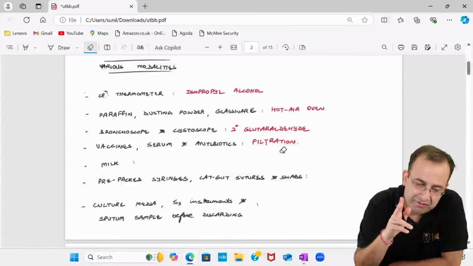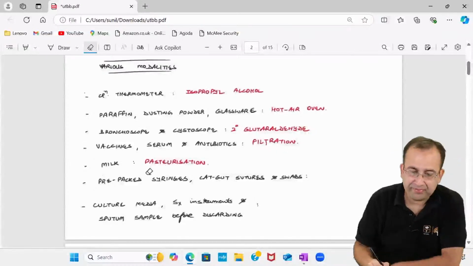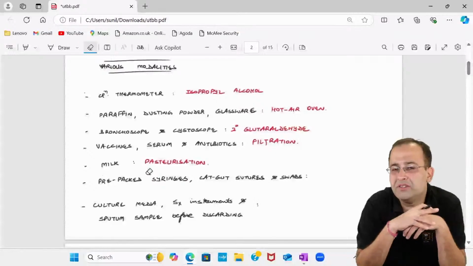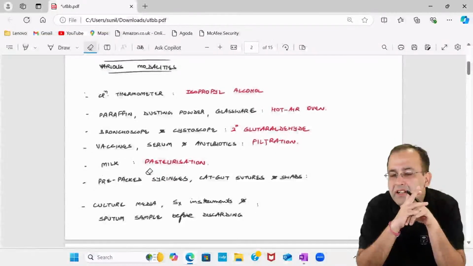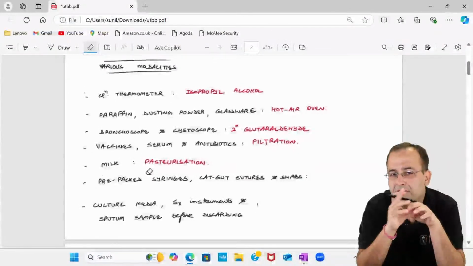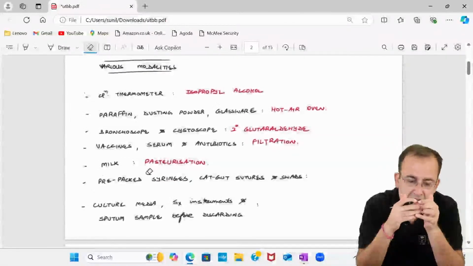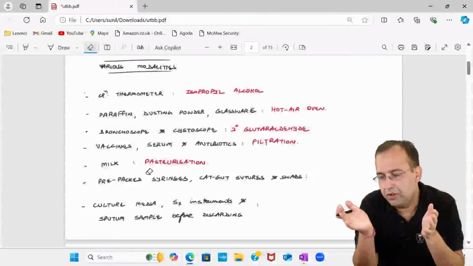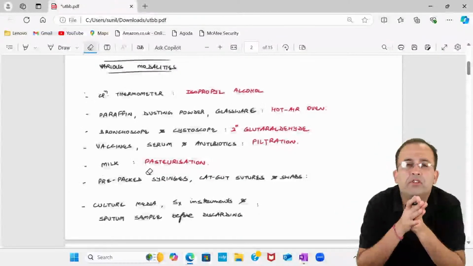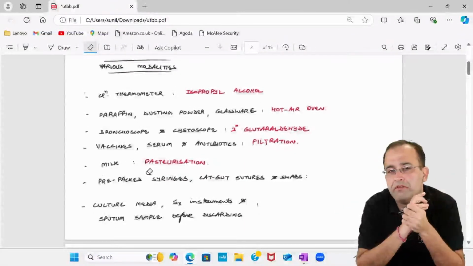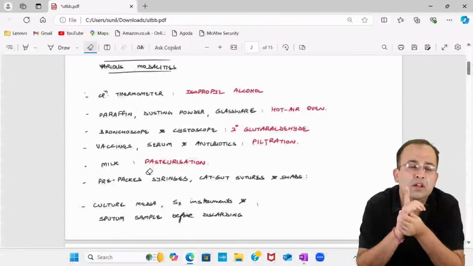Which method of pasteurization is better? That is when we are heating it for a very long time, or the fast heating followed by the fast cooling? The fast heating followed by fast cooling, because it is also killing Coxiella burnetii.